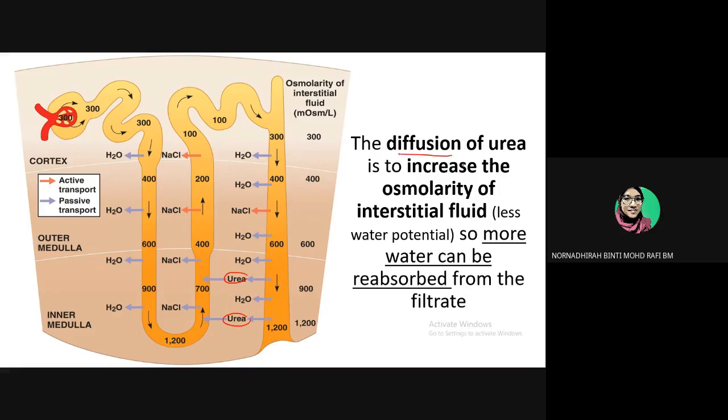So the diffusion of urea is to increase the osmolarity of interstitial fluid. Meaning that urea will be diffused out into the interstitial fluid so that osmolarity of the interstitial fluid increases, or water potential decreases. So what will happen? More water can be reabsorbed. That is the purpose actually. So we can reabsorb more water. Itulah dia. Kita tak nak buang air. Kita tak nak remove water. Kita nak remove as small volume as possible.